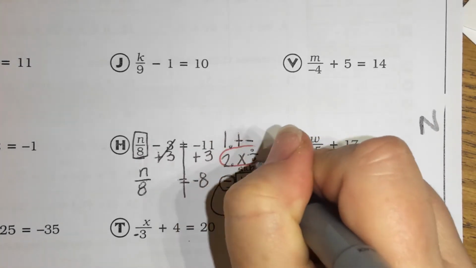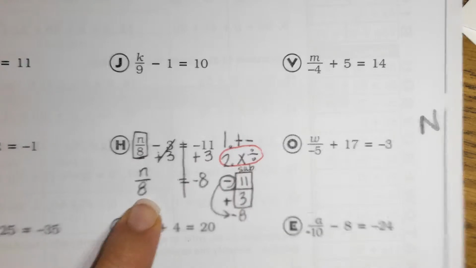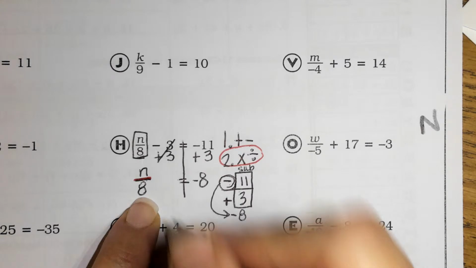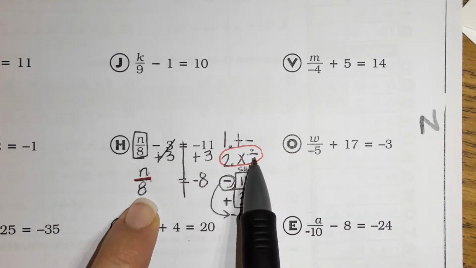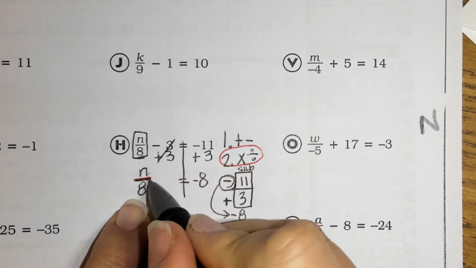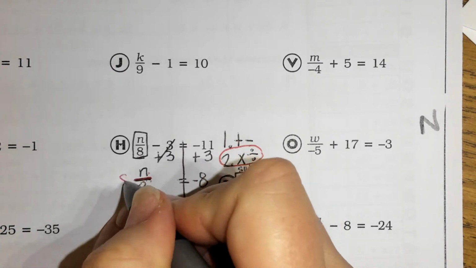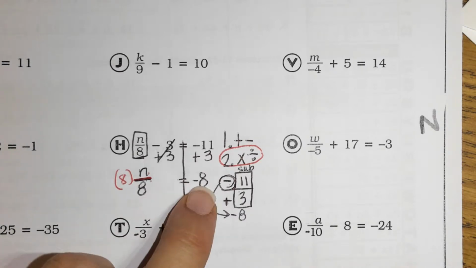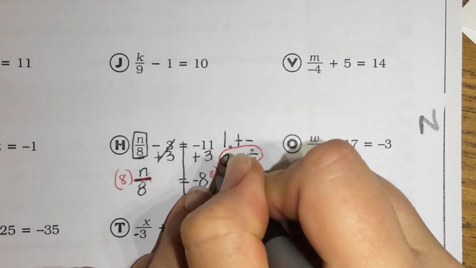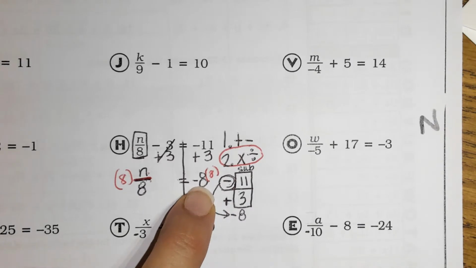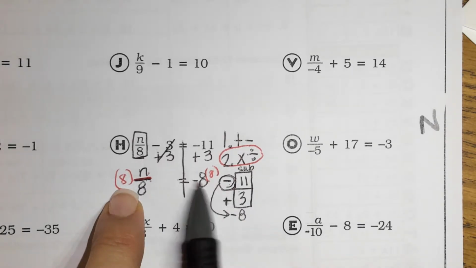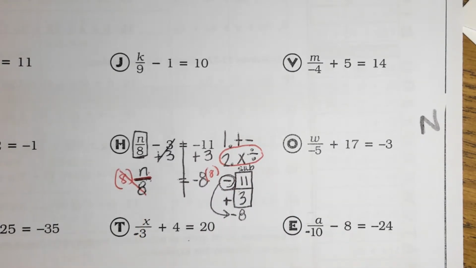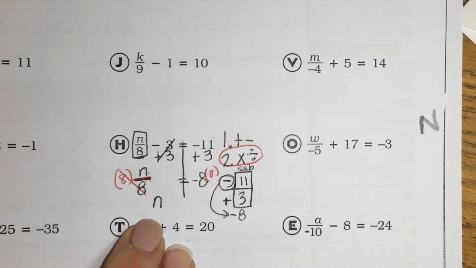My second step is to multiply or divide. This line, does it mean multiply or divide? It does mean divide. So the opposite of divide is to multiply. I'm going to show the opposite of divide by 8 is to multiply by 8. I multiplied by 8 on this side, and I multiplied by 8 on this side, and I didn't give myself a lot of room. But I've multiplied by 8 on both sides. I'm keeping this equation balanced. That's gone. And now n is all that's left. We finally got them alone.